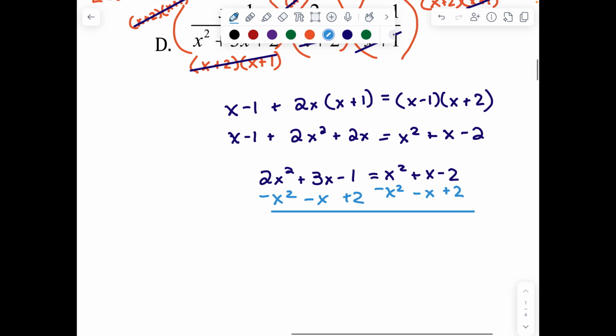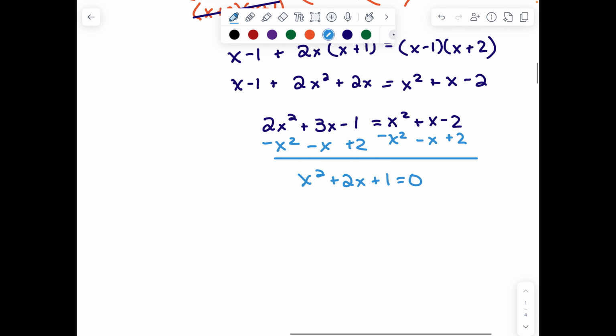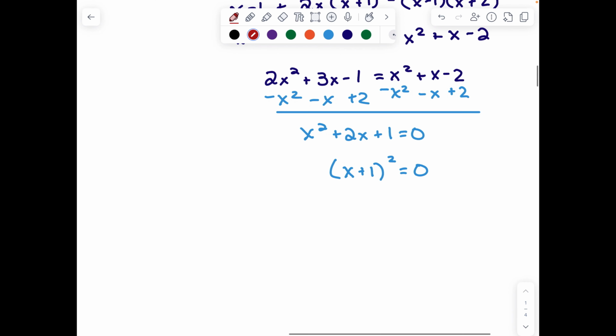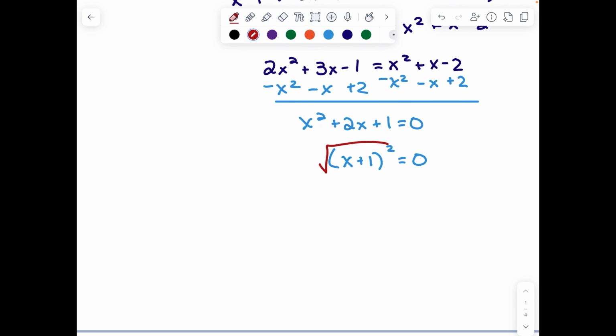So that leaves me with x squared plus 2x plus 1 is equal to 0. This is factorable. It's going to factor into (x plus 1) squared equals 0. So from here, I'll just take the square root. So we get x plus 1 equals 0, so x equals negative 1.